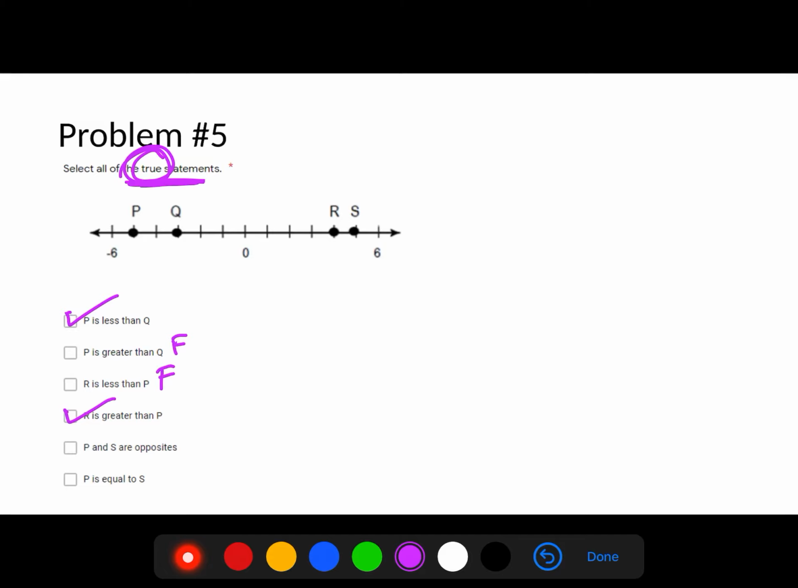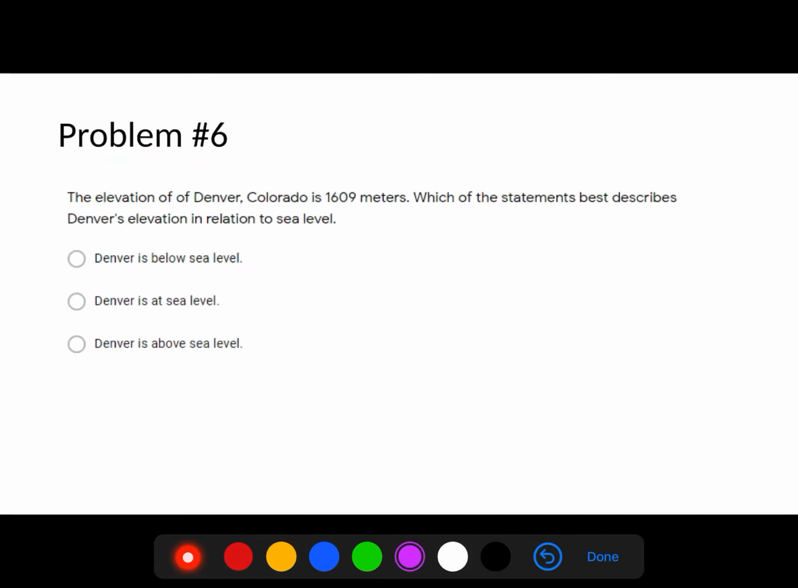P and S are opposites. Well, in order for them to be opposites, they have to be the same distance from 0 in opposite directions. So P is 1, 2, 3, 4, 5 at -5, and S is 1, 2, 3, 4, 5 at +5. This is true. They are opposites. P is equal to S. No, -5 and 5 are not equal. Having $5 and owing somebody $5 are not the same thing. So those three are the true statements.